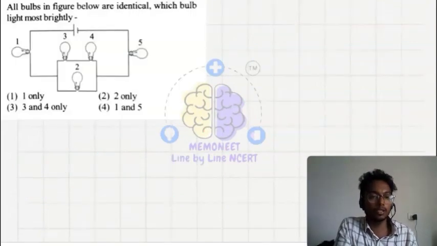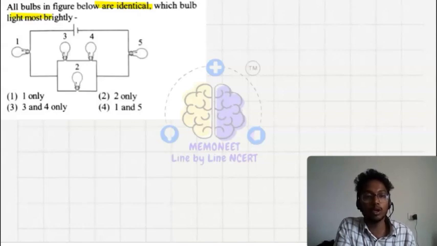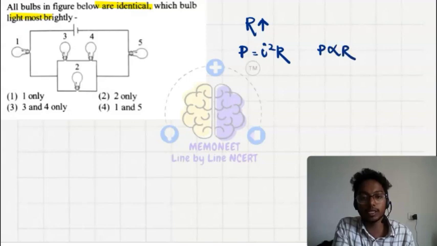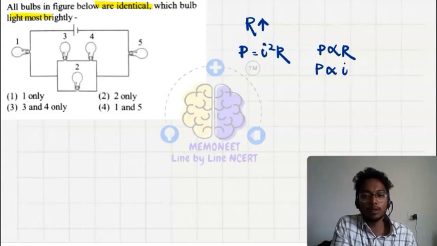In this figure, it is given that all bulbs in the figure below are identical. Which bulb will light most brightly? We know that if a bulb glows more brightly, it may have more resistance, or the power, that is I square into R. So P depends upon the resistance, or P depends upon the current.